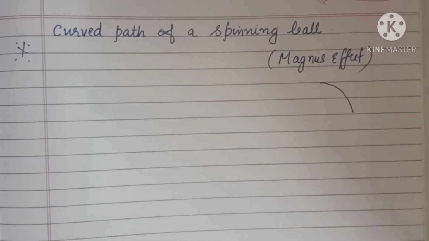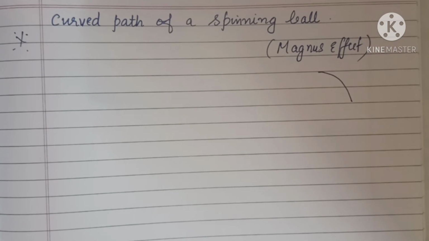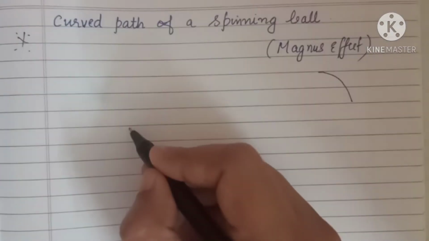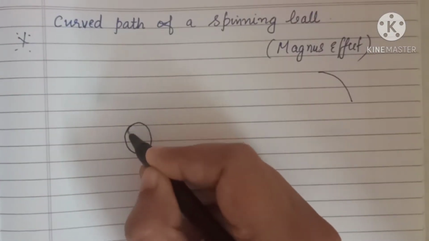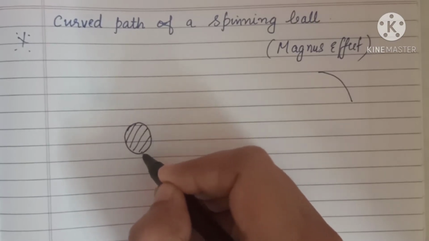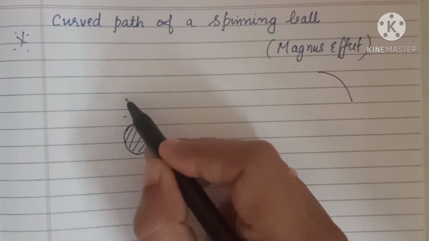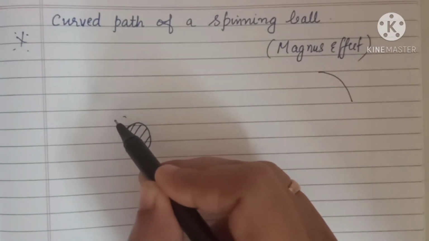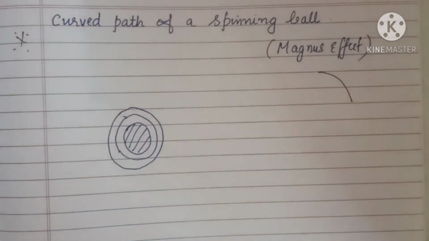Understand? So first of all, when a ball spins about an axis perpendicular to its horizontal motion, it carries an air layer with it due to viscous drag. That means, suppose this is your ball, and the air around this ball will form a layer around it because of the viscous drag. Viscosity we will study later, at that time you will understand. It's like friction. We call it fluid friction.